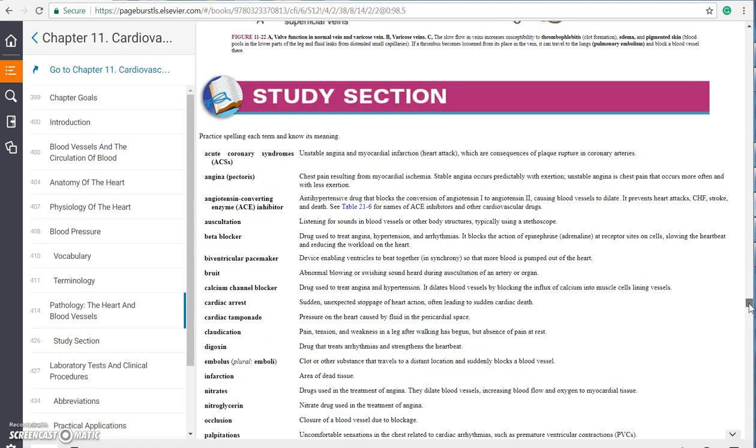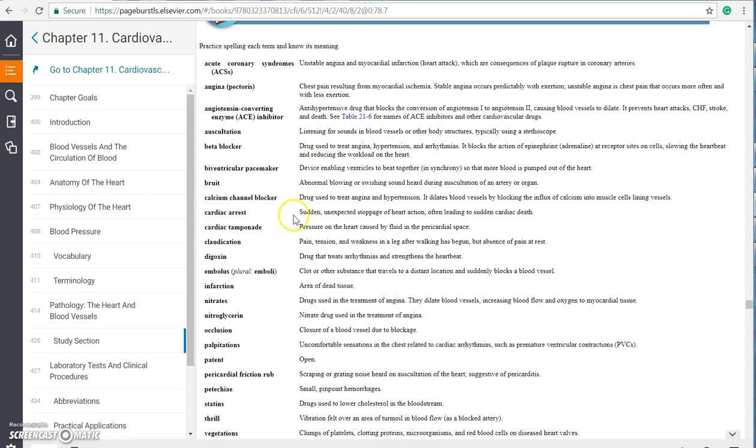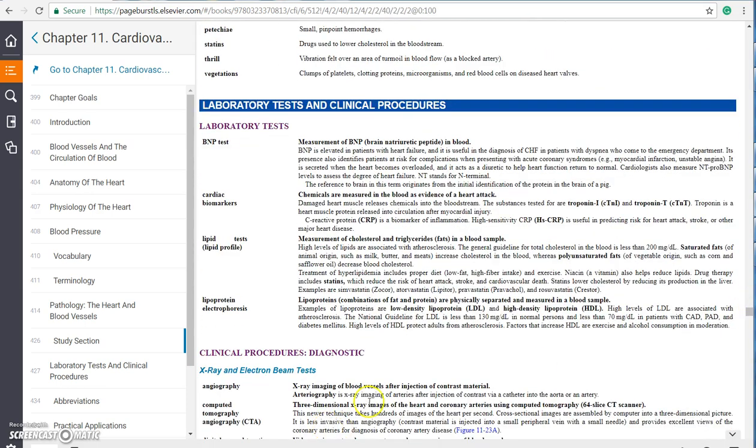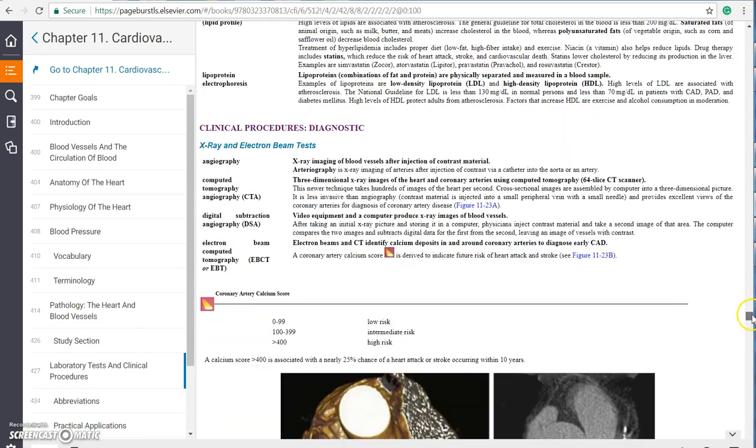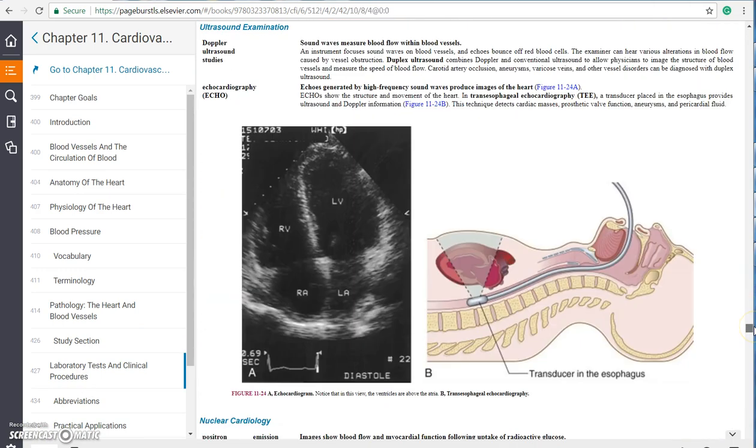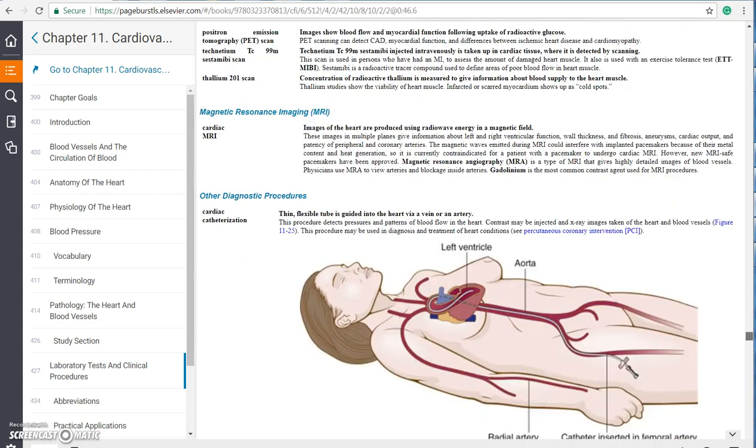In the study section, I encourage you to go through some of the typical terms that you'll see here that relate to the cardiovascular system. In terms of laboratory procedures or tests, here are some common laboratory tests or procedures that I encourage you again to look over as you review and prepare for the test on this system.